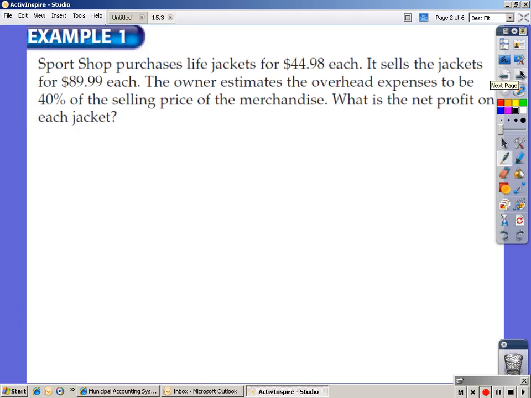Okay, example 1. Sports Shop purchases life jackets for $44.98 each. It sells the jackets for $89.99 each. The owner estimates the overhead expenses to be 40% of the selling price of the merchandise. What is the net profit on each jacket? Okay, so in order to find net profit, the first thing we've got to find is markup. My formula is markup minus overhead.